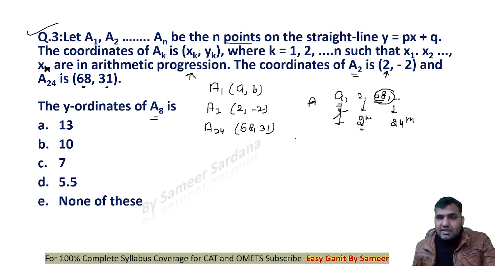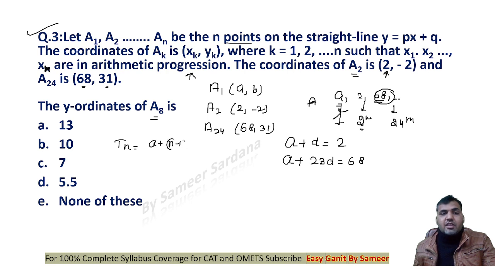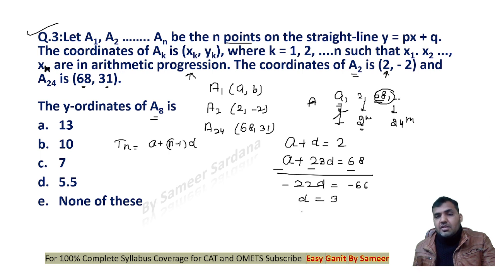Now, the second term would be a plus d. An arithmetic progression, we know, is a series where the consecutive terms are obtained by adding a constant value to the previous term. So can I say a plus d is 2, and the 24th term, a plus 23d, will be equal to 68. The nth term of an arithmetic progression is a plus (n minus 1) into d. Now if I solve these two equations, I'll get 22d is equal to 66. d will be equal to 3, so a will be equal to minus 1.